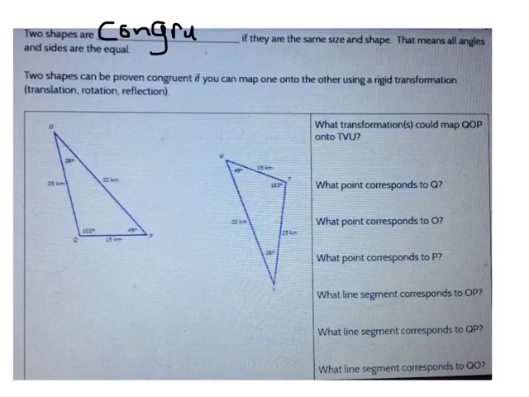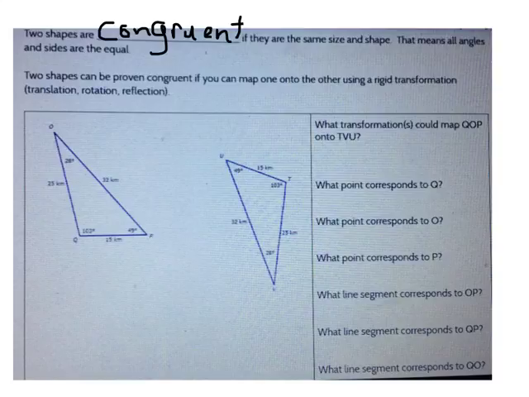Today we're going to talk about congruent figures. Two shapes are congruent if they are the same size and shape. That means all the angles and all the sides are equal. Two shapes can be proven to be congruent if you can map one onto the other using a rigid transformation: a translation, a rotation, or a reflection.